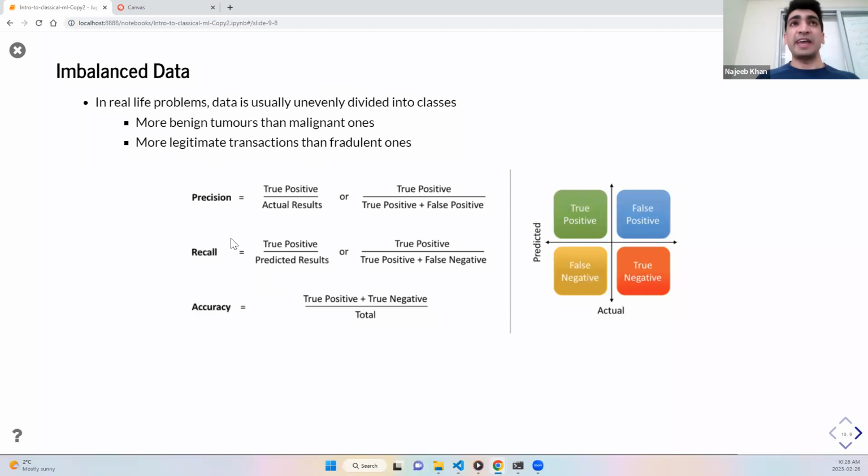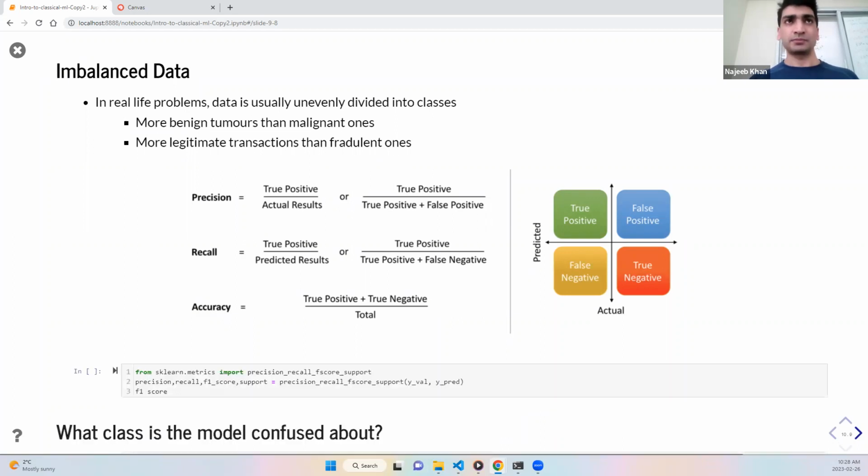To deal with this case, we have other metrics such as precision, which discounts the false positives. If it is not malignant, but your model is saying it's malignant, high precision would reduce that. Recall penalizes false negatives. A model with a high recall will miss the malignant ones with lower probability. And so these two, precision and recall, are the two sides of accuracy.